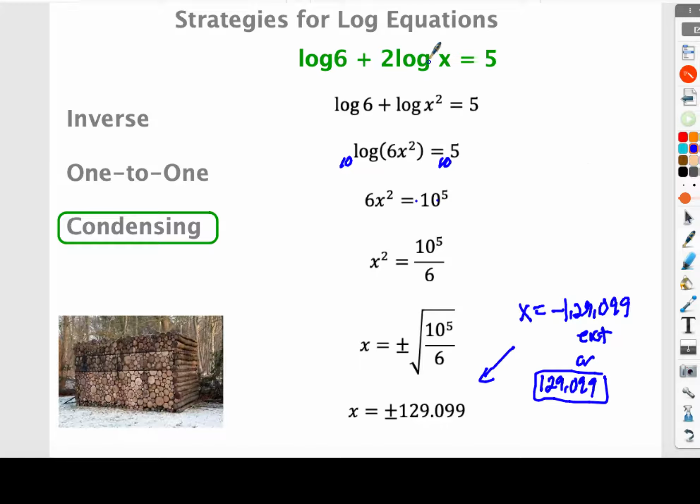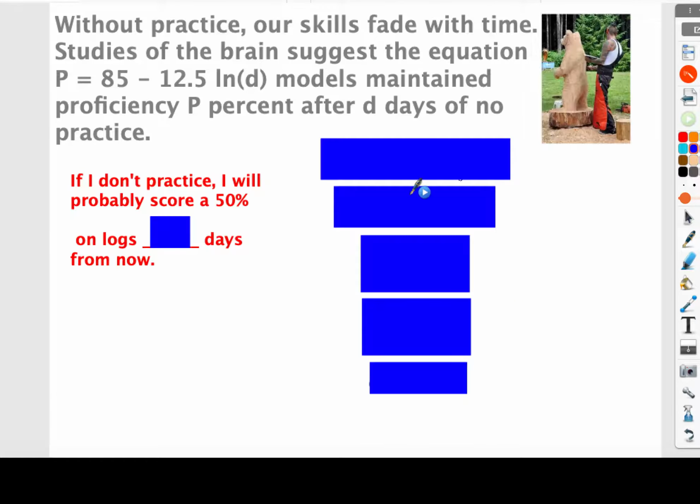Logarithms have a limited domain. They have that vertical asymptote. They only exist on half the graph. They have a limited domain. So you've got to be careful what you plug back into those numbers. All right. Let's move to one last problem.